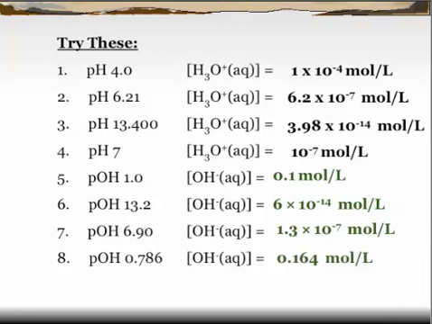Now, we need to be sure that we are using the proper significant figures. So, if I have two significant figures behind the decimal point on my pH or my pOH, that means that I have two significant figures in my concentration.